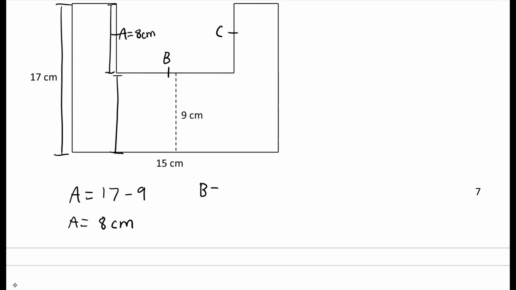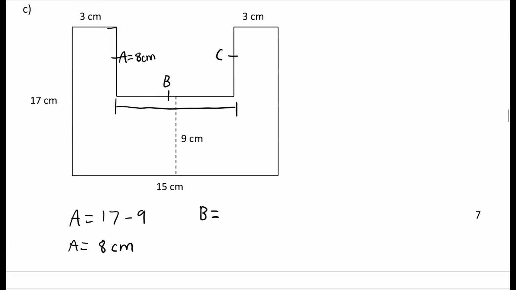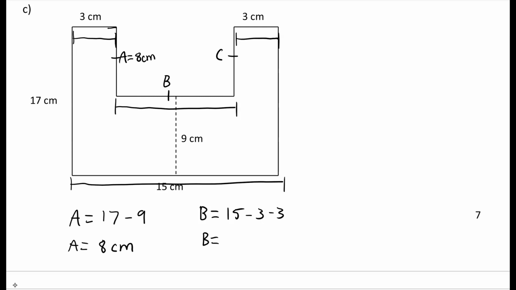Next, to find out B, well, let's get rid of these other lines so we don't get confused by them. We need to find out from here to here. We know the total distance, so the total width is 15 centimeters. We also know that from here to here and from here to here is 3 centimeters each, so subtract 3, and that gets us B equaling 9 centimeters. And the last one here is C, which is the same as A. So C will be 8 centimeters.